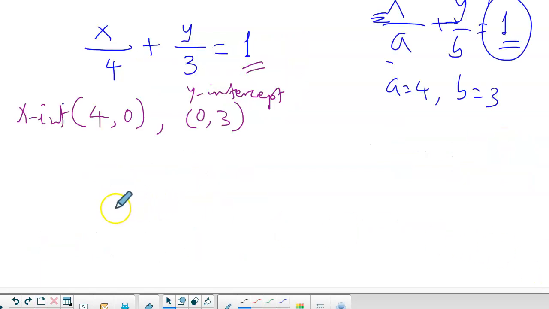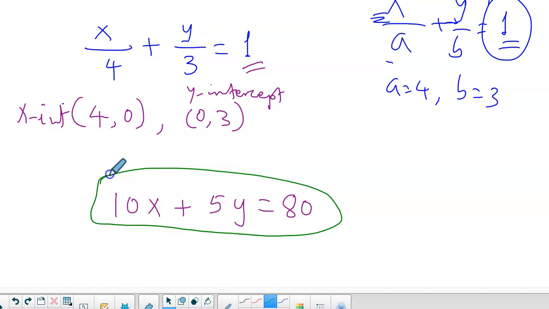You can do this problem. Please try this one. You have 10x plus 5y is equal to 80. Right, 10x plus 5y is equal to 80. Find the x and y intercepts.